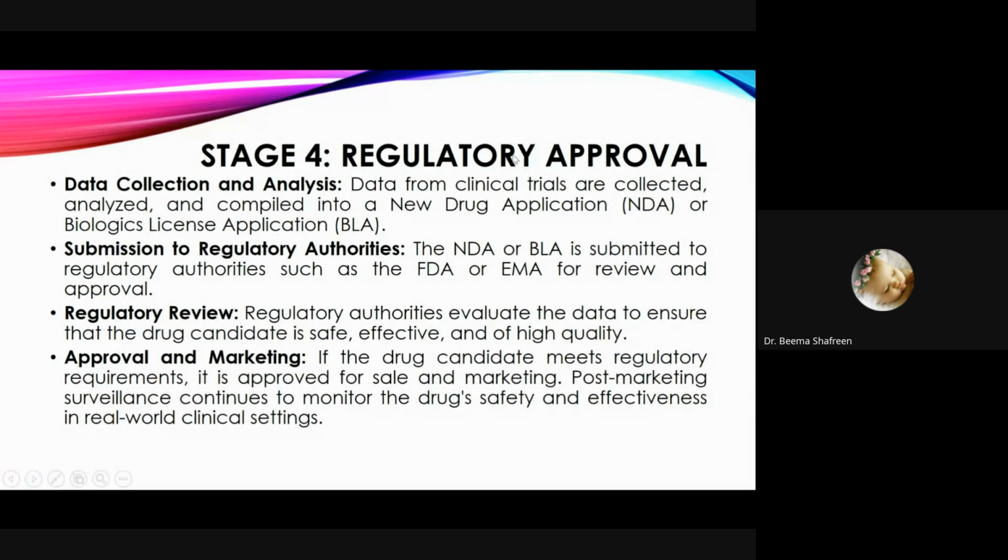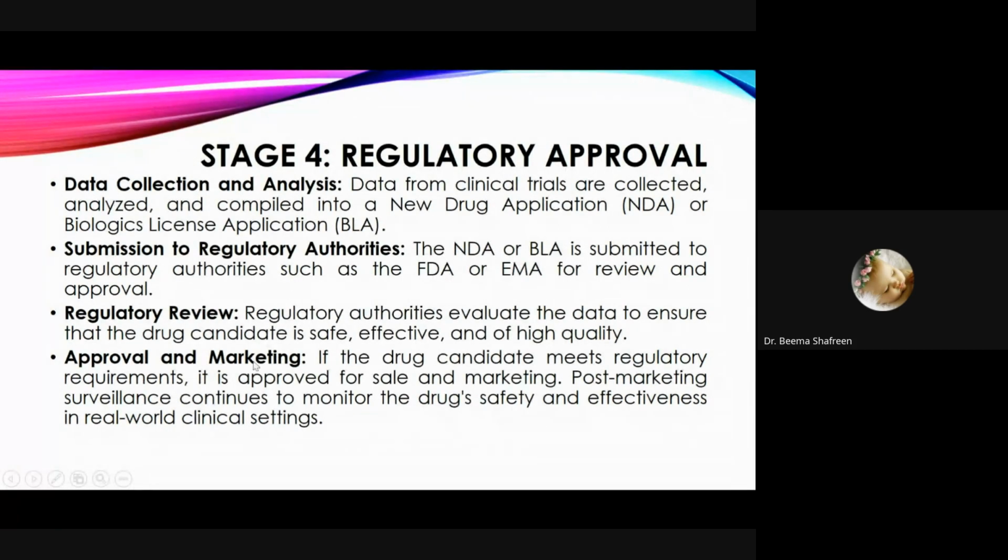So the final stage is your regulatory approval. The data collected from the clinical trials will be compiled into a New Drug Application or Biologics License Application, and it will be submitted to the regulatory authorities, the FDA and EMA. They will review and approve our application, and finally the regulatory review will evaluate the data to ensure the candidate drug is safe, effective, and of high quality.